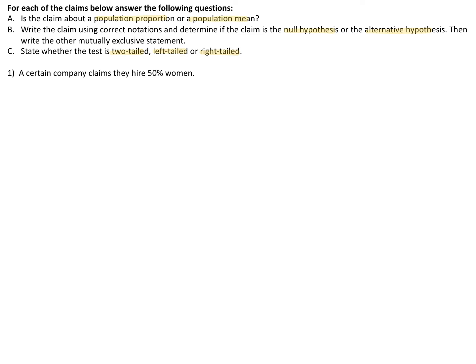So in this first example, we're told that a certain company claims that they hire 50% women. So this is the claim. They claim, hey, we hire 50% women. So 50% women means we're dealing with a population proportion. So for question A, this is a population proportion problem.